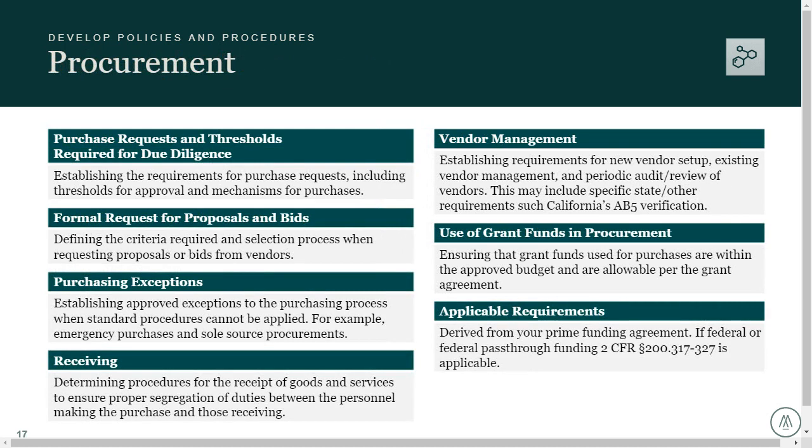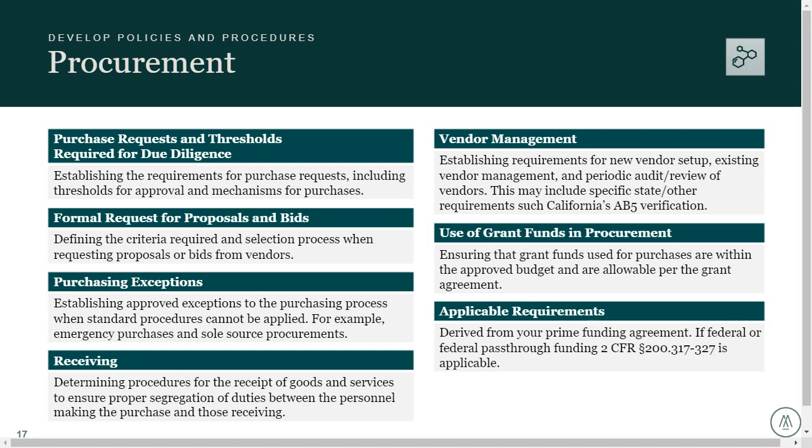The last policy and procedure that I'm going to cover as part of this, while there are many, many others out there, is procurement. That's another space where it becomes really important to make sure you have well-developed and documented processes in place, everything from purchase request and threshold. So when can I go purchase something on a company credit card versus when do I need to go out for a proposal and bid?